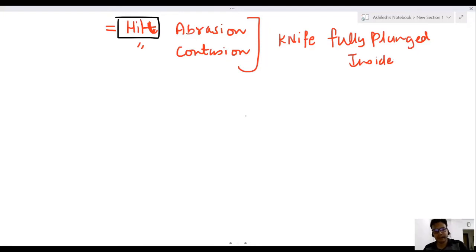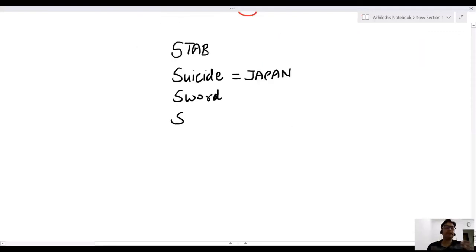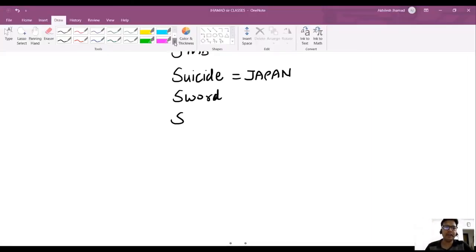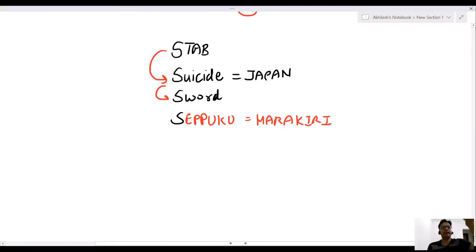Now, S for stab. One method of stabbing is the suicide method, done using a sword. This suicide method is in Japan. This suicide method is known as seppuku, and it is also known as harakiri. What they do is take a sword and hit it on the abdomen.